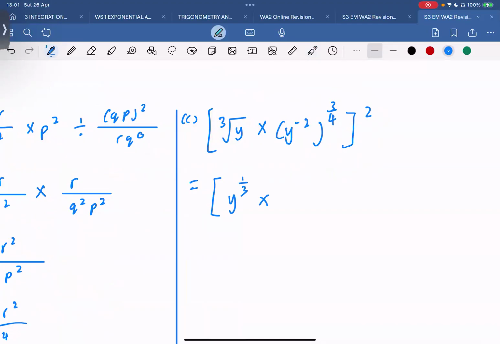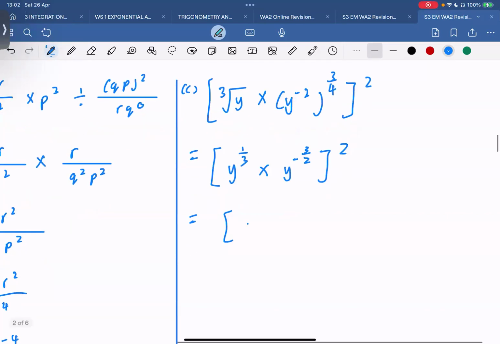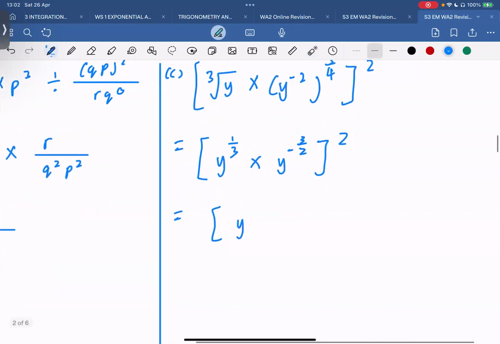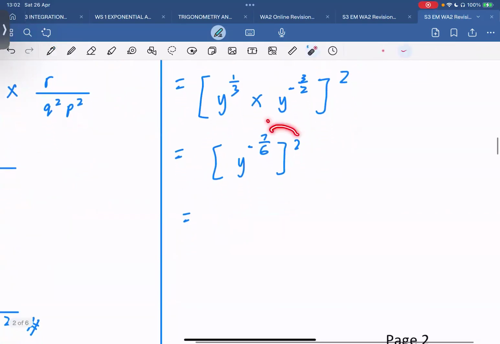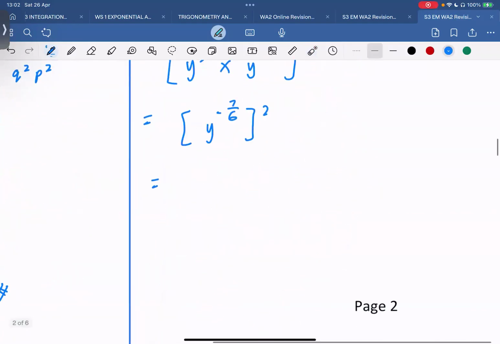Okay, then we multiply y to the power of -2 times 3/4. So that will give us -3/2, whole thing squared. Then further simplify again, right? Multiply, so sum the powers. That will give us negative 7 over 6 squared. Okay, and lastly, distribute the power. So y to the power of negative 7 over 3.